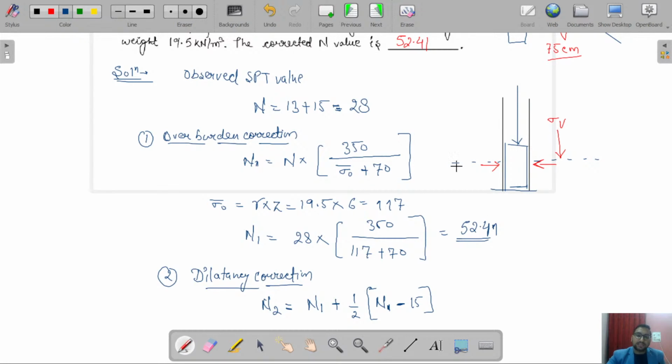But if it is given that the water table or water level is above your test level or at your test level, then you also have to apply dilatancy correction. Always remember, before dilatancy correction, overburden correction is applied. So first you apply overburden correction, then only dilatancy correction. You cannot apply dilatancy correction first and then overburden correction. Clear?